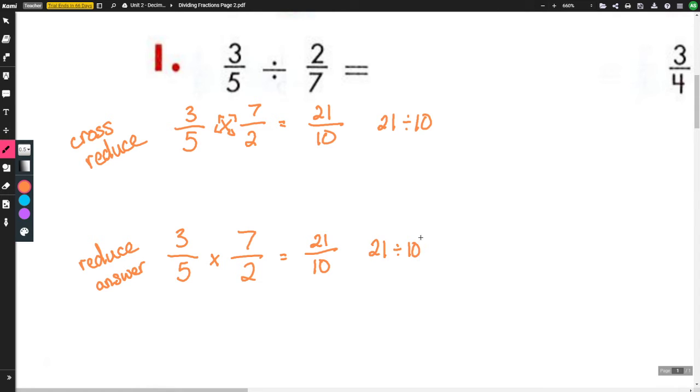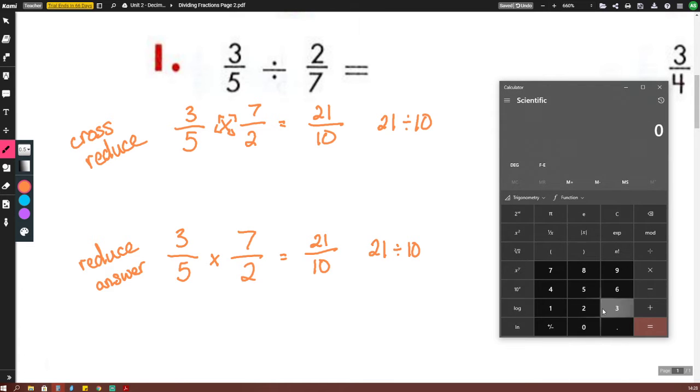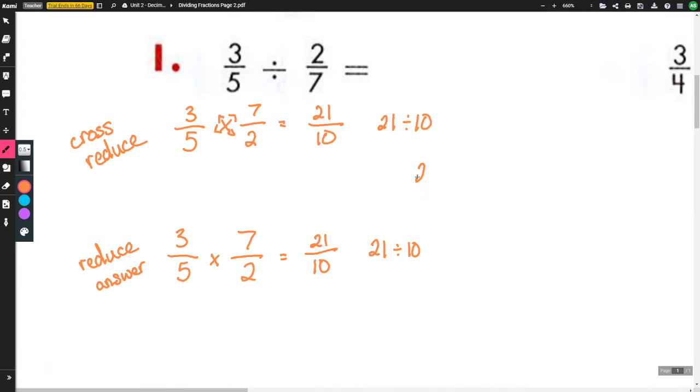If you happen to have a calculator, you can use it. On my calculator, I'm going to just type exactly what I wrote down, 21 divided by 10. All I'm looking for is the number in front of the decimal, so just the 2. I don't care about anything behind it. That 2 tells me that's going to be the whole number in my mixed number. So I'm going to have 2.